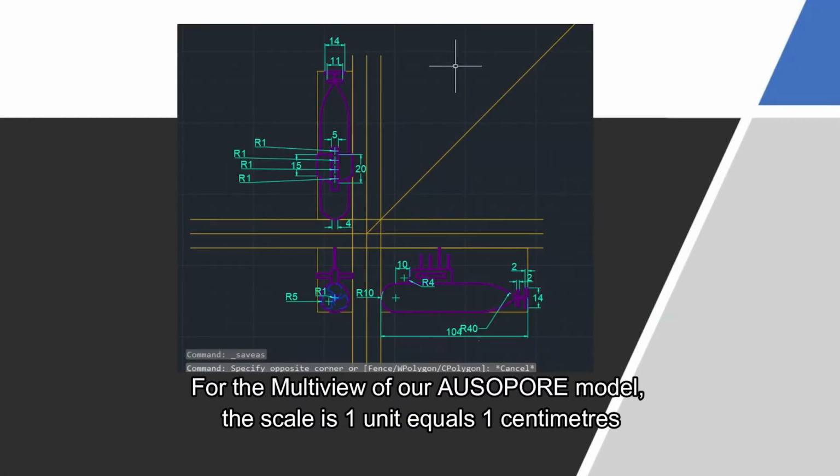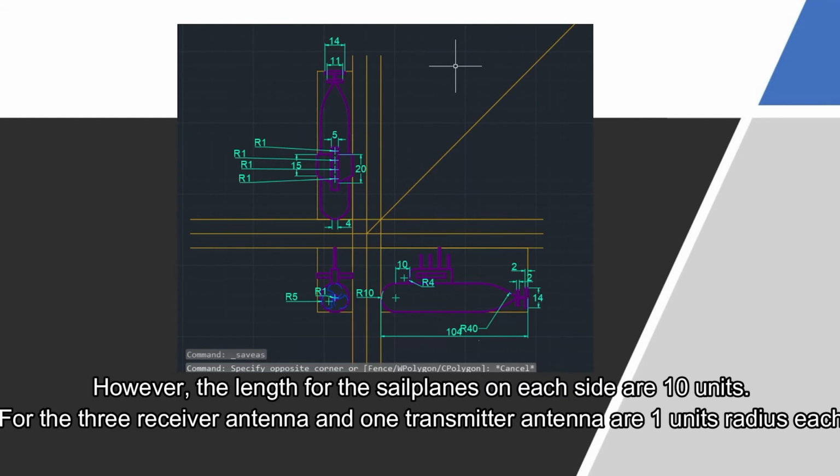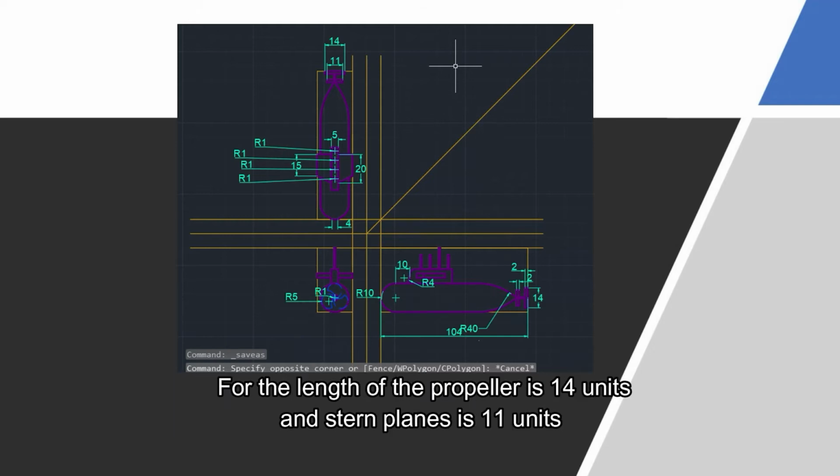For the material of our supermodel, the scale is 1 unit equals 1 centimeter. For the top view, the height of the model is 104 units and the width is 20 units. However, the length of the sail planes on each side is 10 units. The 3 receiver antennas and 1 transmitter antenna are 1 unit radius each. The length of the propeller is 14 units and the stern plane is 11 units.